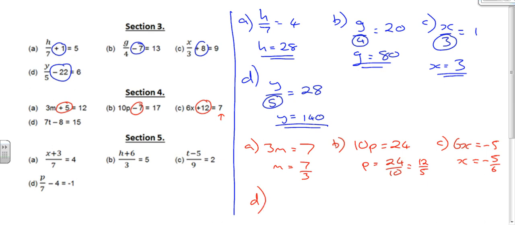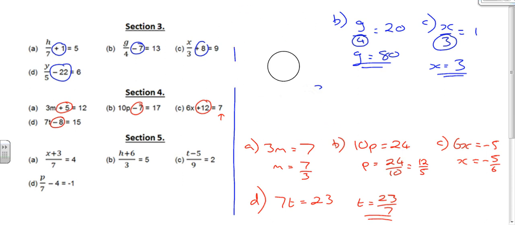Question D. We've got to get rid of this minus 8 by adding 8. So that's going to be 7t equals 23. And we've got t equals 23 divided by 7. We can't simplify that, so it just remains as 23 over 7.